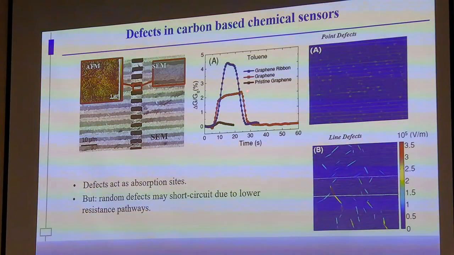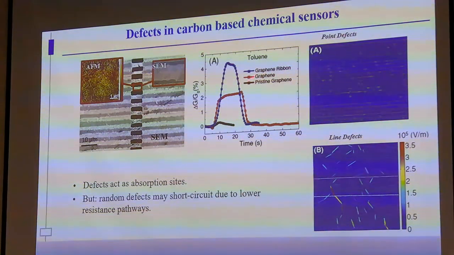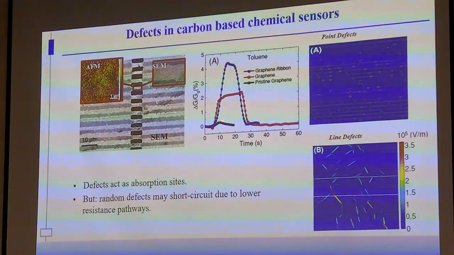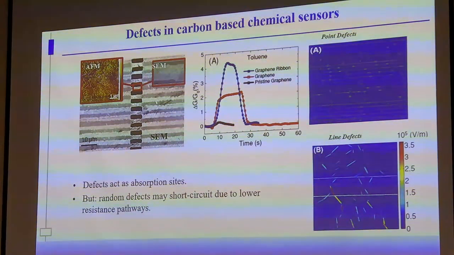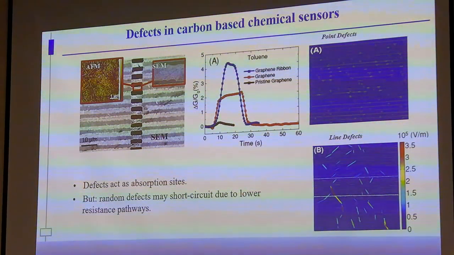In this case, for example, you have the graphene ribbon having the linear defect, and here is the pristine graphene. The pristine graphene has a very small response, graphene with defects has a high response, and graphene ribbon has the highest response for toluene. Here the pristine graphene device was made with mechanically exfoliated graphene having minimum defects, but the other two are CVD graphene with defects.